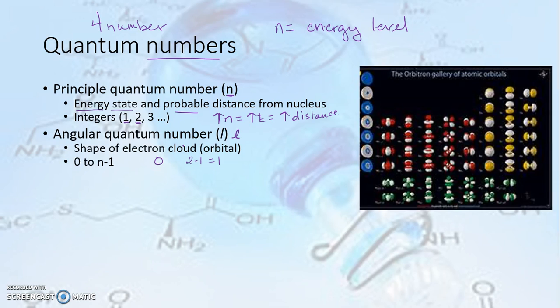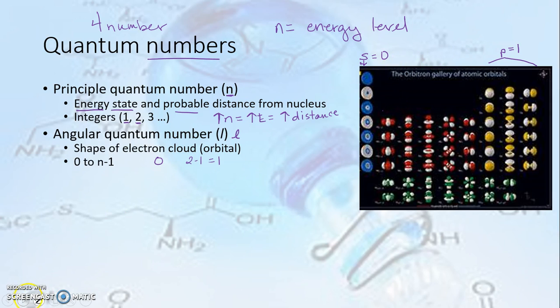So here is a picture of your orbitals. You have four different orbitals. You have your s orbital, which stands for spherical, and those are all going to have an L value of 0. Here, those are all here. Okay, here you have your p orbitals, and those will all have an angular quantum number of 1.